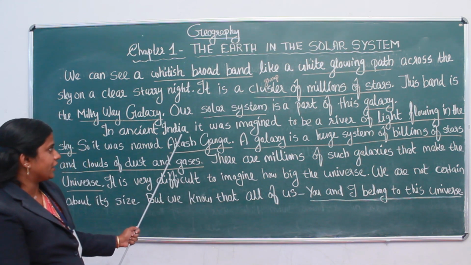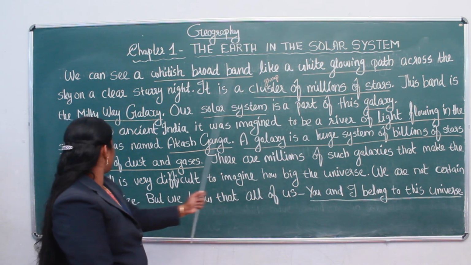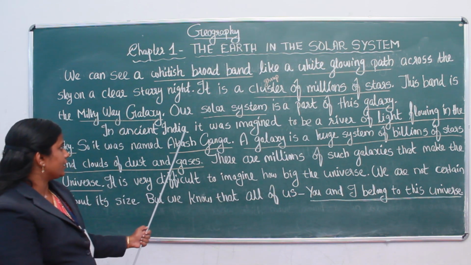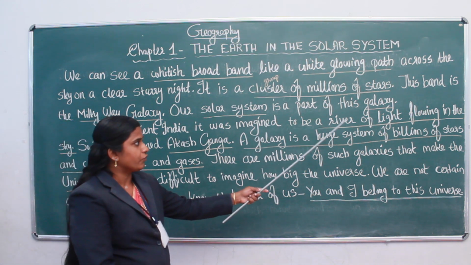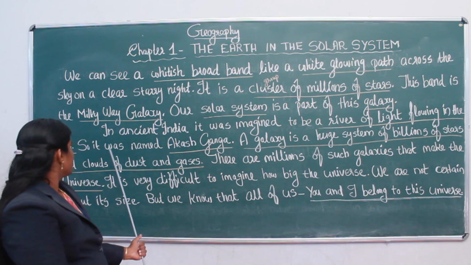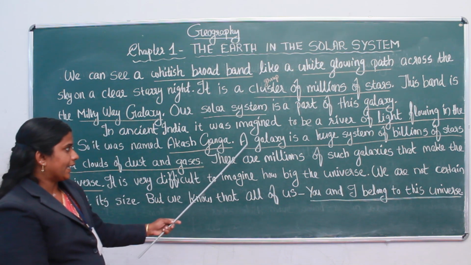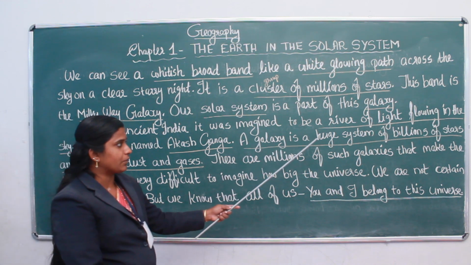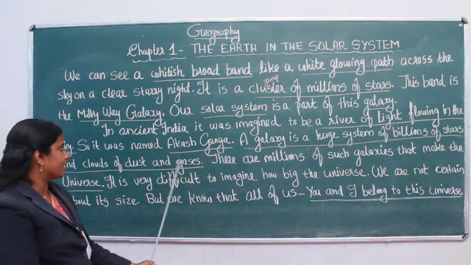In ancient India, it was imagined to be a river of light flowing in the sky. So it was named Akashganga. A galaxy is a huge system of billions of stars and clouds of dust and gases.